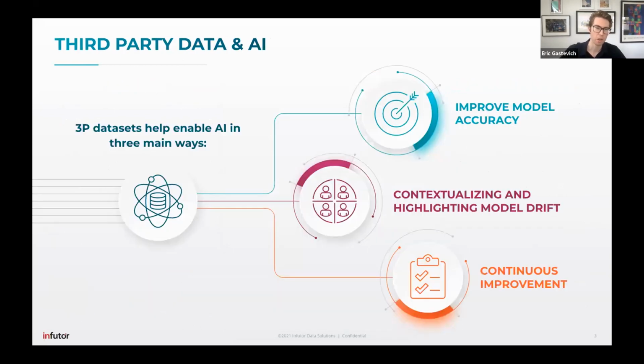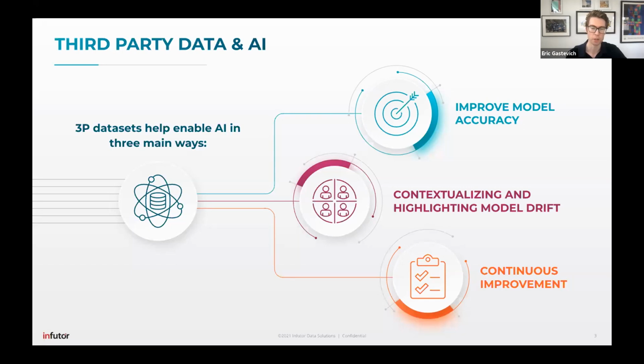But to kick us off, third-party data sets help enable AI in three main ways. The first, improving model accuracy. During the model build process, having fresh analytics-ready data improves model accuracy, and Michelle and her wonderful team at H2O have put together a live demo of this, leveraging Infutor data and other data that they had sourced. So we'll talk about this more in a moment.